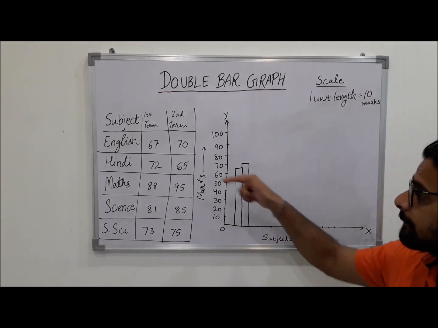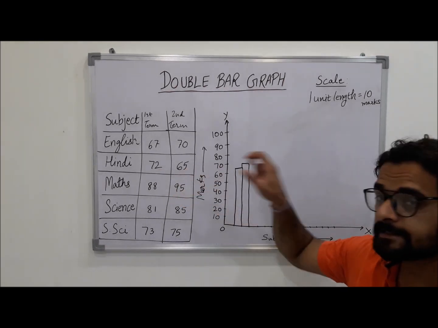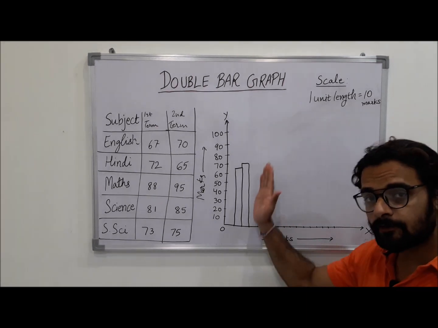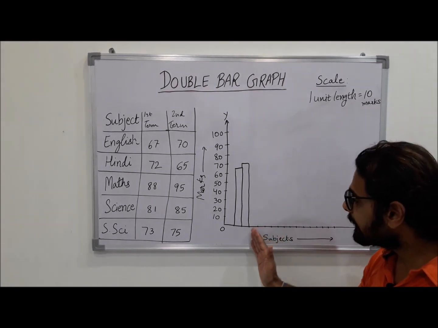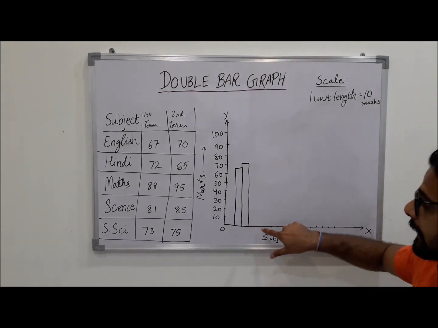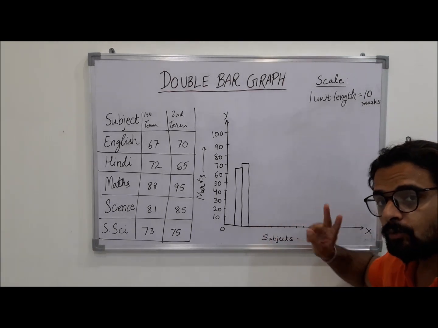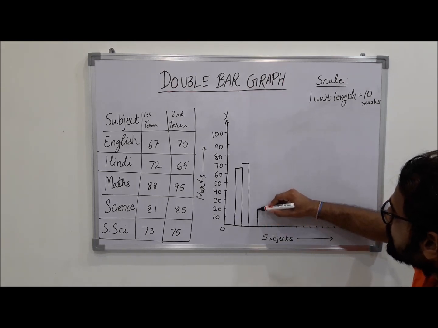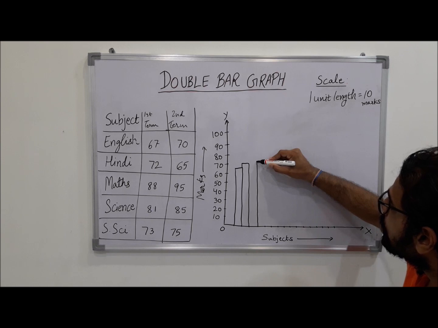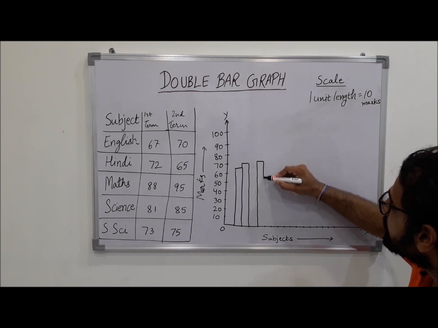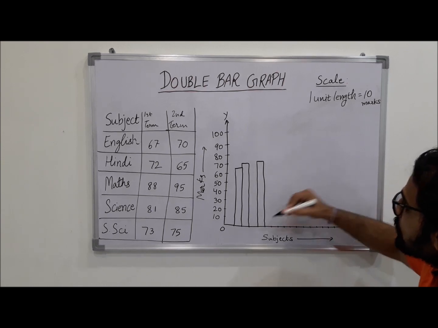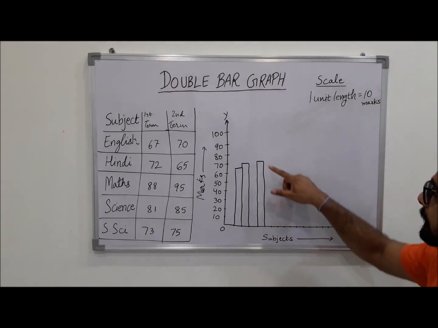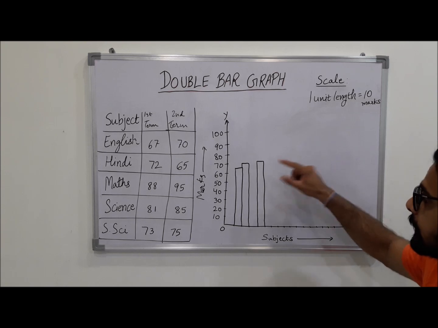In the same way, I'll be drawing the bars for 72 and 65. For that, I'll leave one box. After drawing my second bar, I'll leave one box, and then I will be drawing 2 bars. First of 72. 72 means 2 more than 70, which means 2 small divisions more than 70. This is a bar for 72.